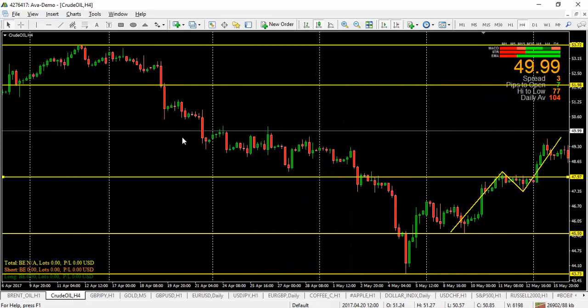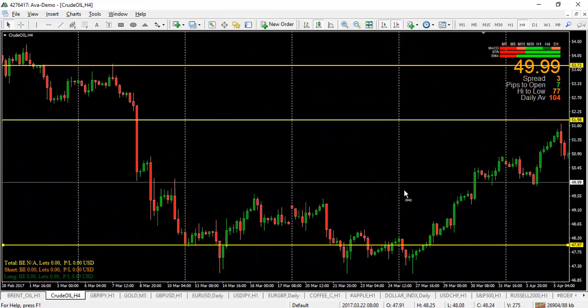Let us look at an example for short selling. Let's see a good example for short selling.